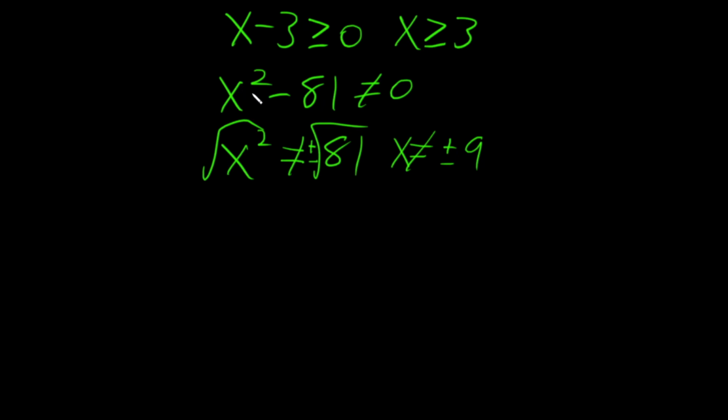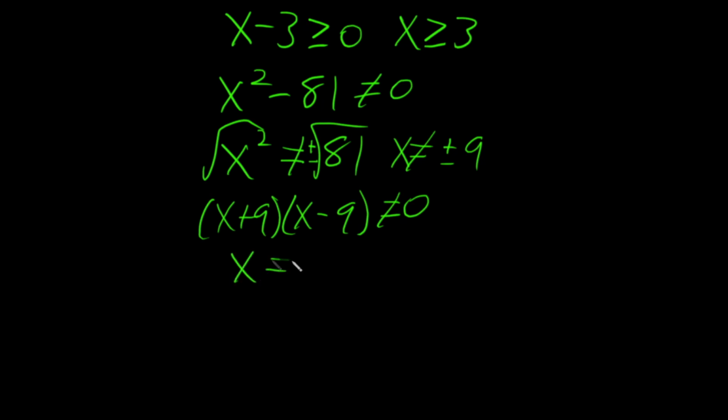The other method is to recognize that x squared minus 81 is the difference of perfect squares, and we can factor it like this. It would be x plus 9 times x minus 9 cannot equal 0. We would set each of these two to not equal 0, and in the end, we would get x cannot equal positive or negative 9. Now in this case, remember, we have two limitations here. The first one was from the numerator, where x has to be greater than or equal to 3, and from the denominator, where x cannot equal positive or negative 9.